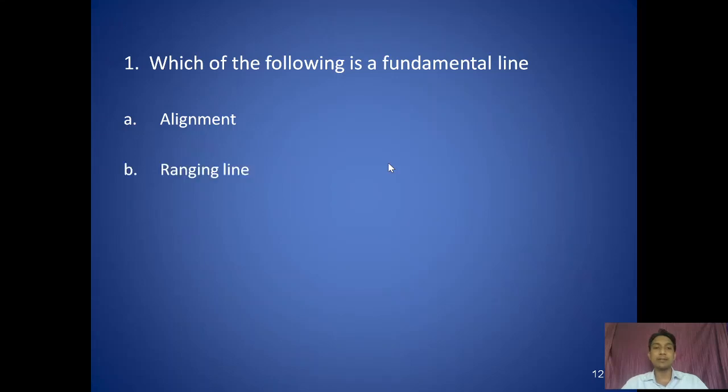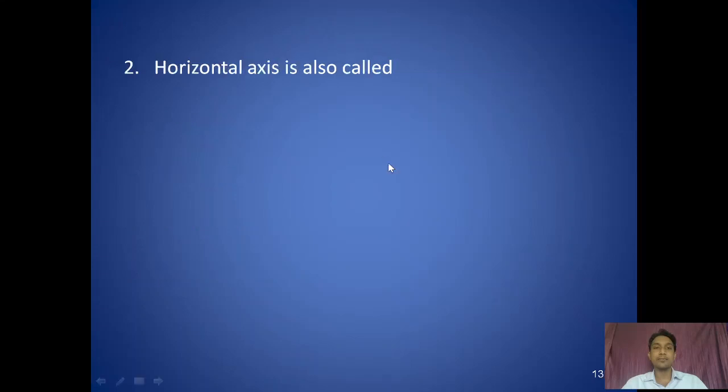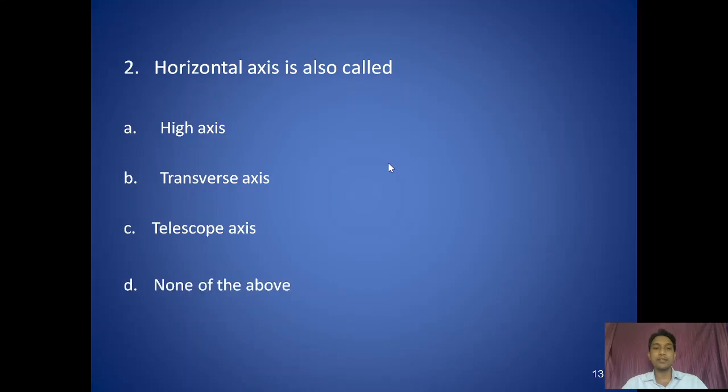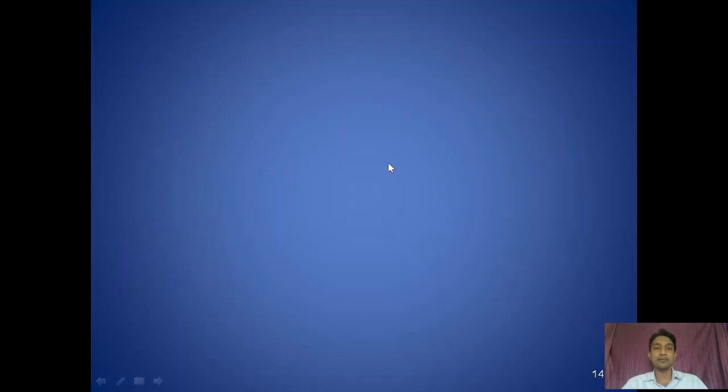A alignment, B ranging line, C vertical axis, D none of the above. Who will answer? Yes, the correct answer is vertical axis. Second quiz question. Horizontal axis is also called high axis, transverse axis, telescope axis, none of the above. The correct answer is transverse axis.